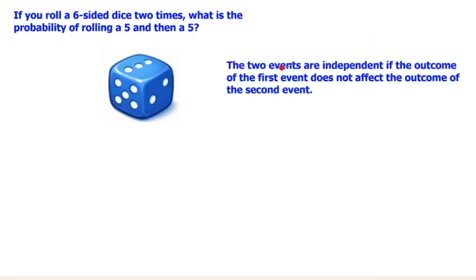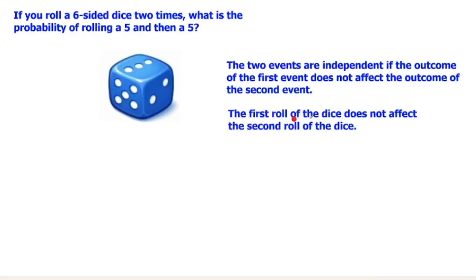The two events are independent if the outcome of the first event does not affect the outcome of the second event. So we have two events here, right? We roll once and then we roll again. Each event is independent. They don't affect the outcome of the second event. They have equal probability of occurring. So the first roll of the dice does not affect the second roll of the dice.